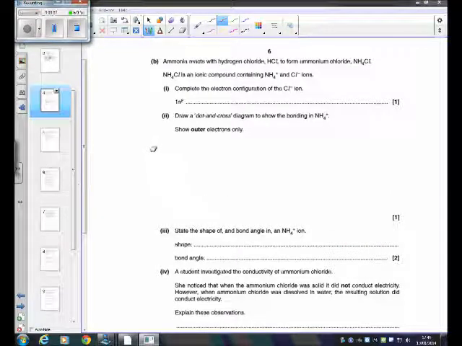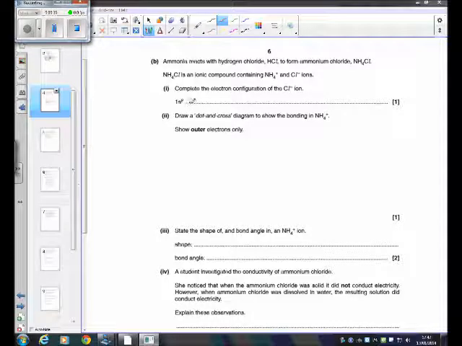So question 2b. Ammonia reacts with hydrogen chloride HCl to form ammonium chloride NH4Cl. NH4Cl is an ionic compound containing NH4+ and Cl- ions. Complete the electron configuration of the Cl- ion. Now they started it off for you, so they're giving you a clue. On the periodic table, chlorine has got 17 electrons, but this is an ion. Remembering that if it's got a minus charge, it's gained an electron, so we need 18 electrons in our electron configuration.